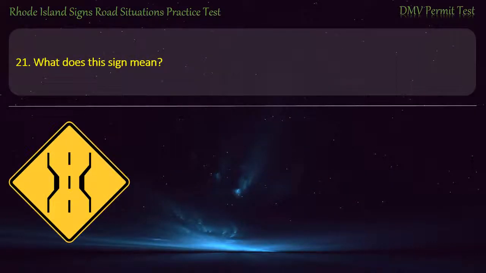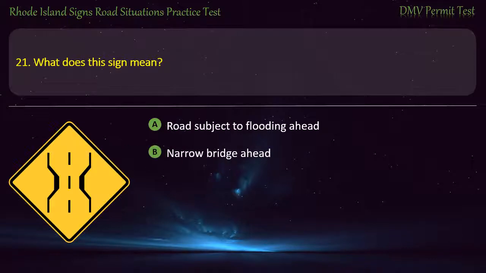Question 21. What does this sign mean? Road subject to flooding ahead. Narrow bridge ahead. Road narrows ahead. Stopping bay ahead. Answer. Narrow bridge ahead.